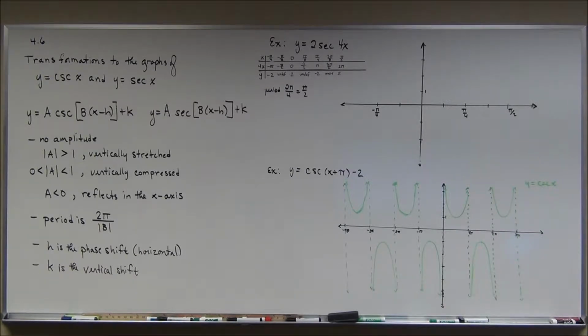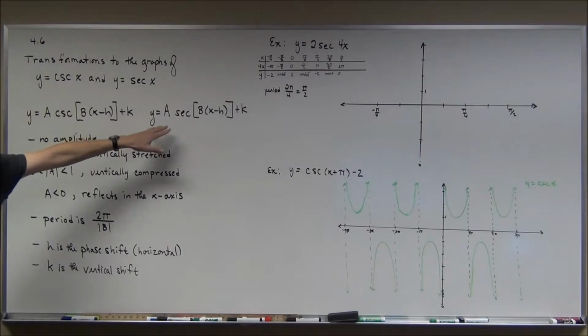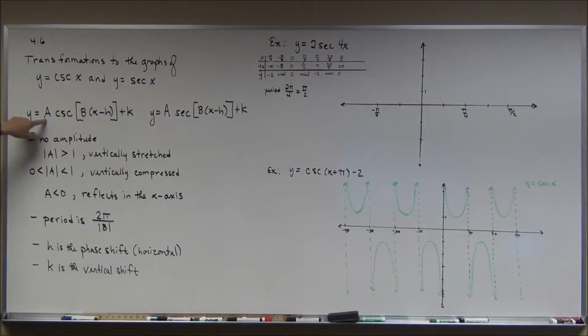and the cosine functions. Now I have written out here the general form, with constants a, b, h, and k in both of these, where a does not affect the amplitude, because there is no amplitude, it's unbounded, but it stretches or compresses the graph vertically. If the absolute value of a is greater than 1, it's a vertical stretch. Between 0 and 1, it's compressed or shrunk. And of course, if a is less than 0, then we're going to reflect our graph in the x-axis.